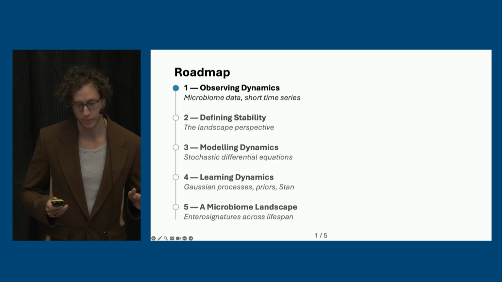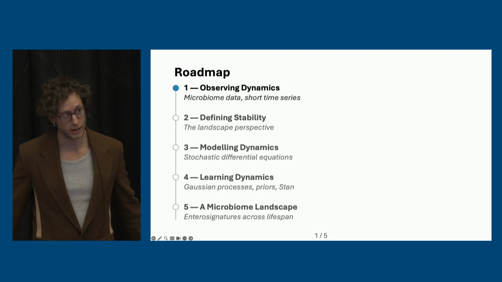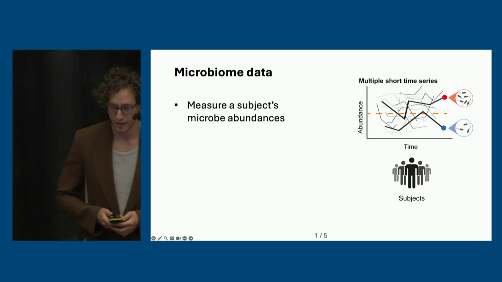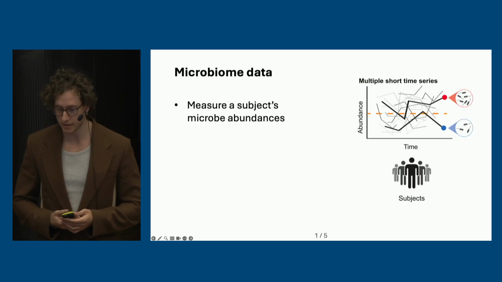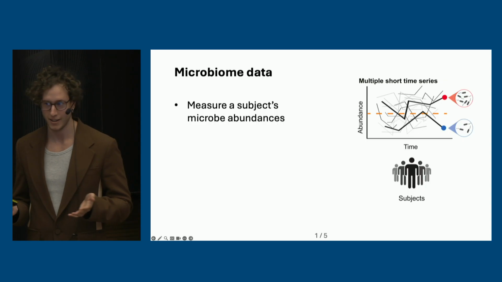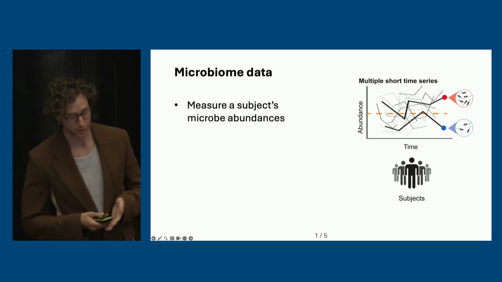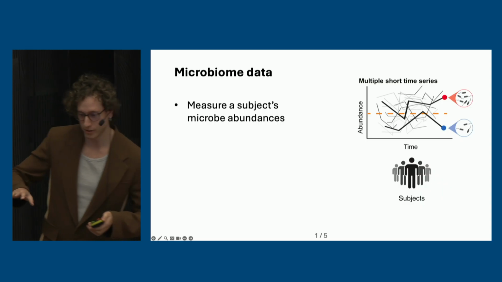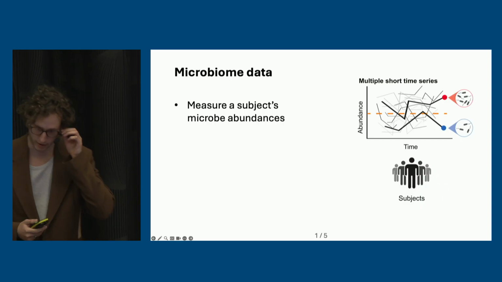To start off, I'm going to talk about what it is we're looking at, how we observe the dynamics, and what it means to look at microbiome data. Basically, we're measuring a subject's microbe abundances. That usually involves getting fecal samples and then taking apart all the DNA and counting all the different species that we find in there.